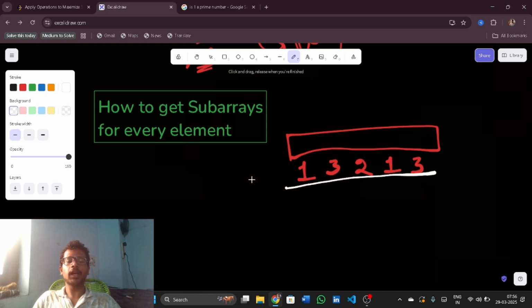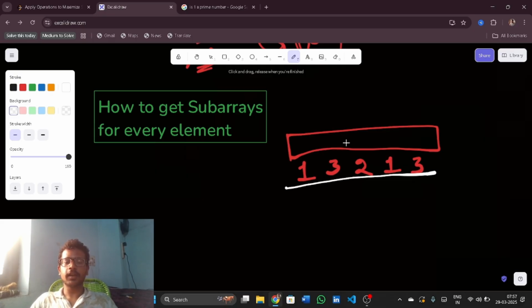Here I would store the number of subarrays that I get. So 1 is the only subarray, right? If I go to the right, I don't have any element which is lesser than 1. I don't have anything on the right of it.